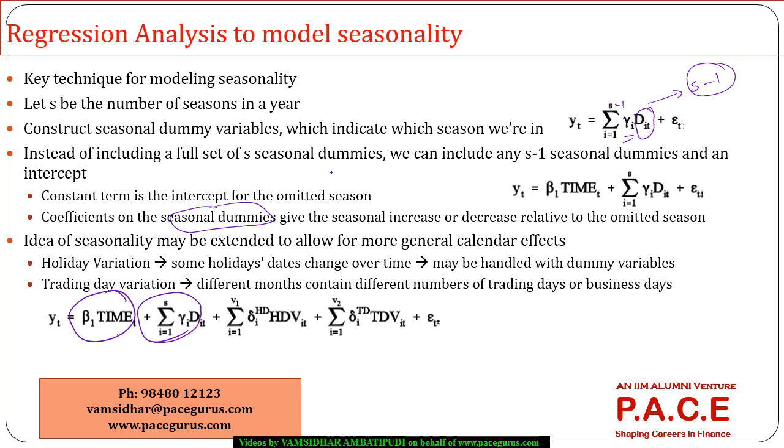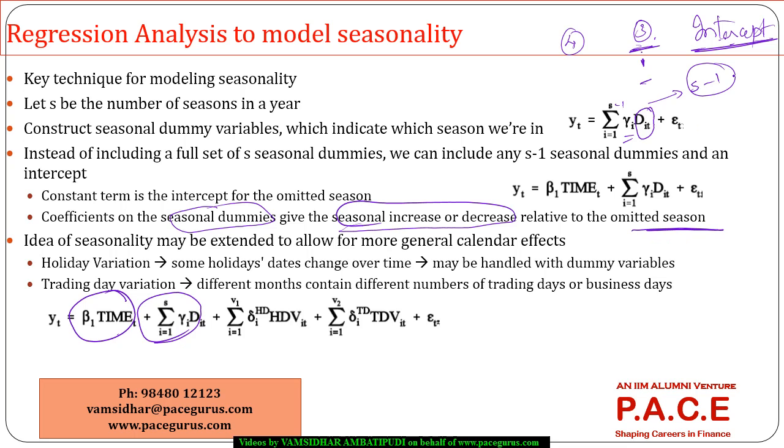Now when I'm ignoring the fourth, when I have 4 seasons, I have created only 3 dummies. What we are saying is the fourth dummy is taken care of by the intercept itself. So when we are talking of these three, it is intercept plus the coefficient of this, intercept plus the coefficient of the second one, intercept plus the coefficient of the third one.